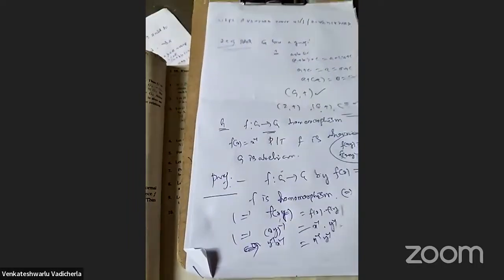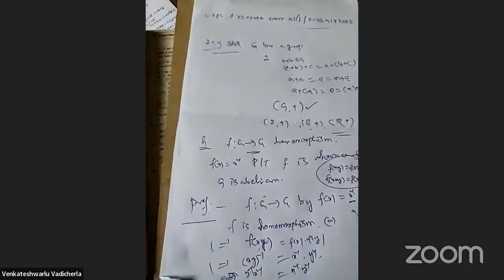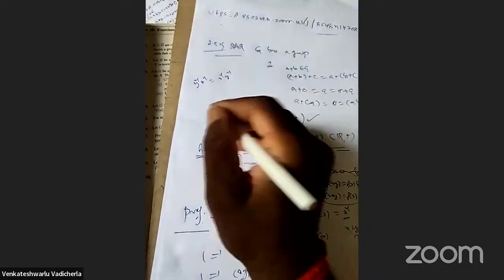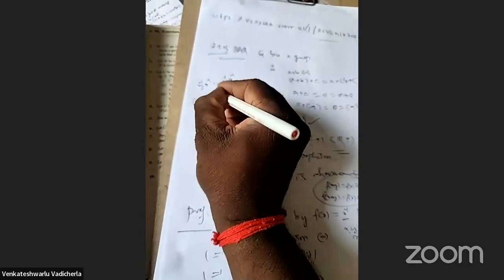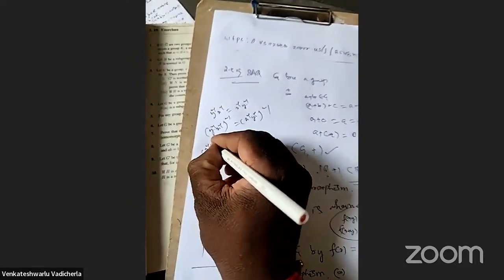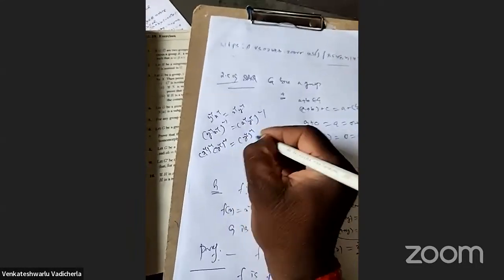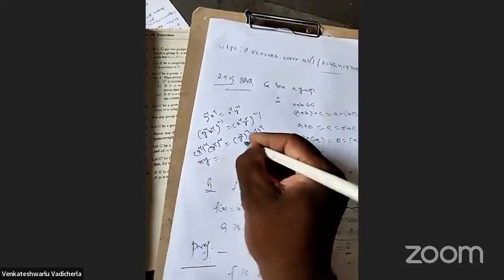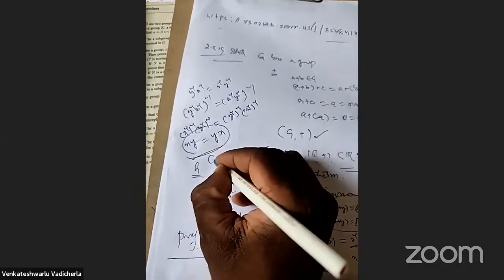So y inverse x inverse. Sir, on both sides, once again inverse will be applied. Look here: y inverse x inverse is equal to x inverse into y inverse. Applying inverse on both sides: y inverse x inverse whole inverse is x inverse y inverse whole inverse. So it is x inverse whole inverse, y inverse whole inverse. X inverse whole inverse is x, y inverse whole inverse is y. So xy is equal to yx. This is called abelian.